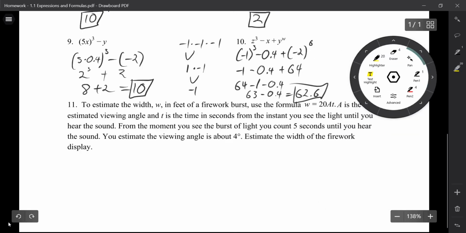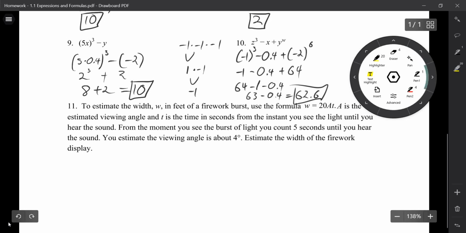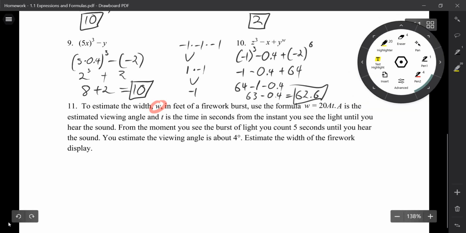And the last piece of the puzzle. Word problems. You gotta love them. To estimate the width, W, in feet of a firework burst, use the formula W equals 20AT. A is the estimated viewing angle, and T is the time in seconds from the instant you see the light until you hear the sound. So A is this viewing angle here, and T is the time that it takes from when we see it to when we hear it.